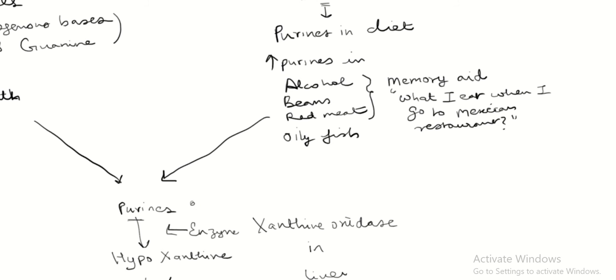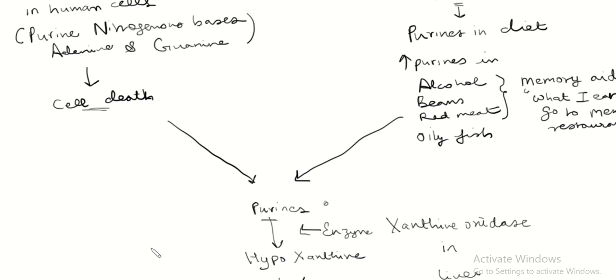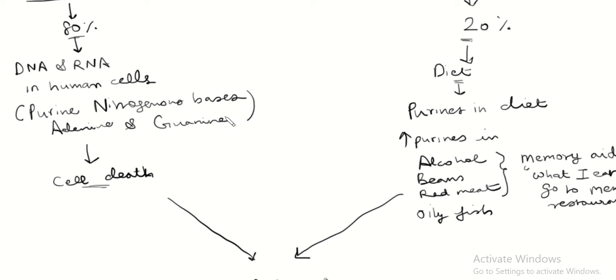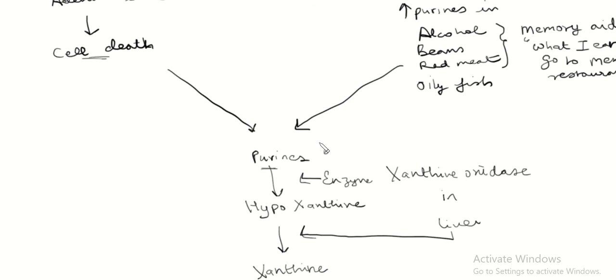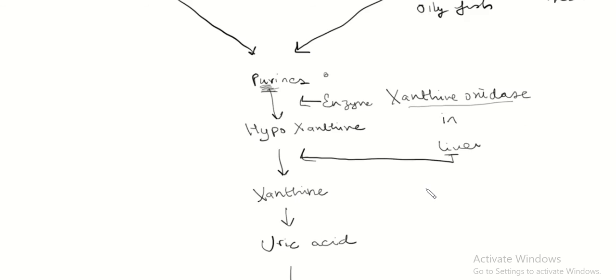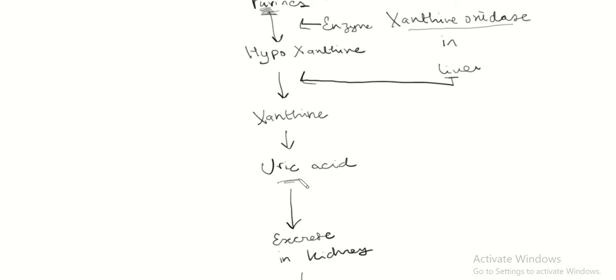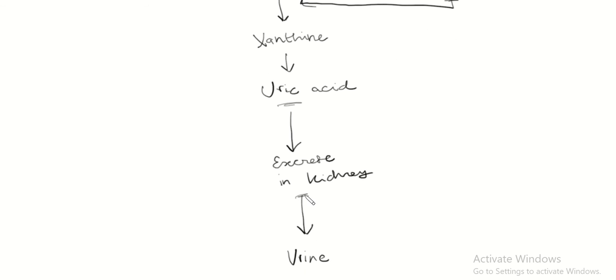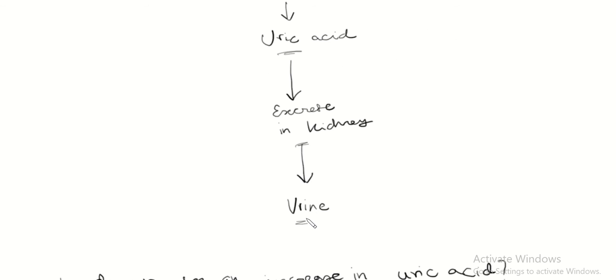So again, whether it be the cells that are dying or purines that are consumed in the diet, you get purines. This is converted into hypoxanthine and xanthine through an enzyme called xanthine oxidase, which is produced in the liver. Okay, you get uric acid, and that uric acid is excreted in the kidneys in the urine.